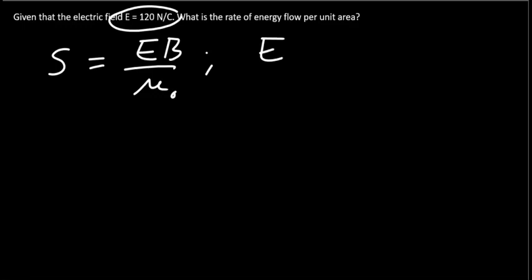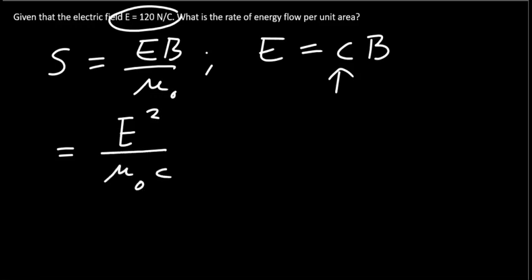E and B are related to each other in the following manner. E equals c times B, where c is the speed of light. So we can write the above equation as E squared over mu naught times c.